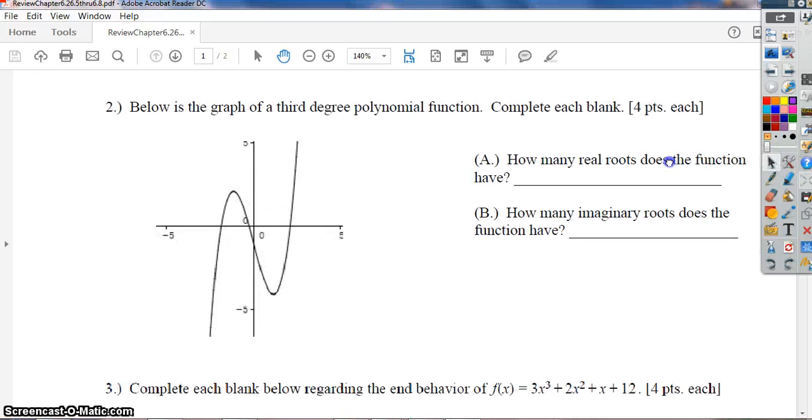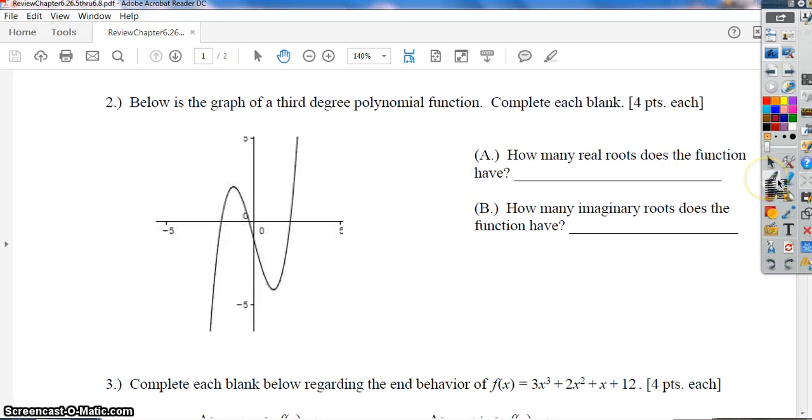Jumping down to your graph problem here, below is a graph of a third-degree polynomial, which means it was x to the third, so it's a disco problem. So that's why you see one low, one high. Complete each blank. How many real roots does the function have? Well, 1, 2, 3 real roots. That will leave 0 for the imaginary. You always count the real roots first.